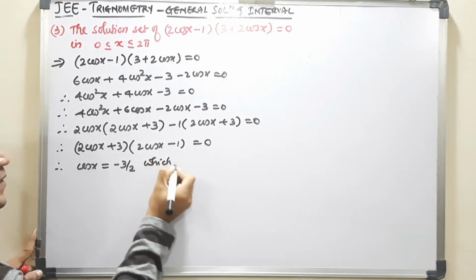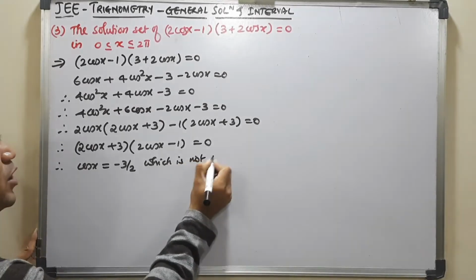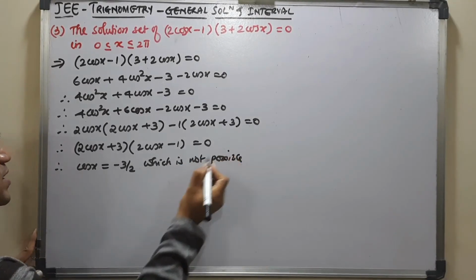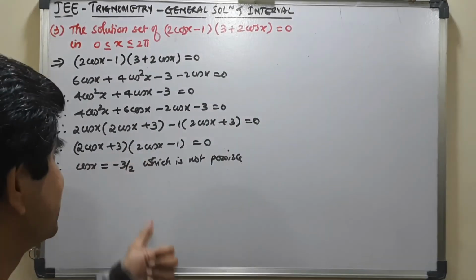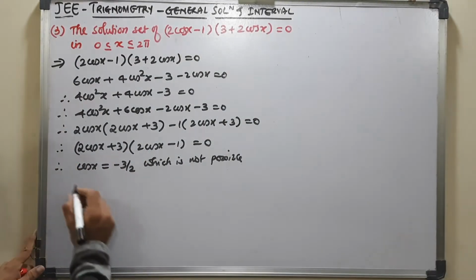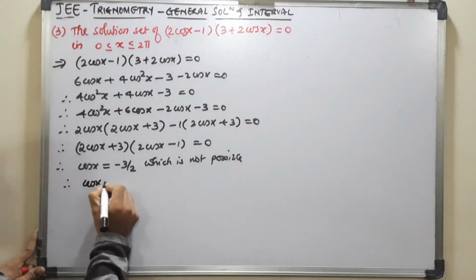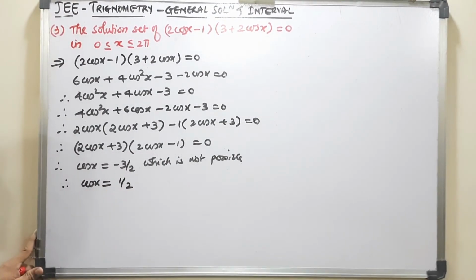because cos x lies between minus 1 and 1. So you cannot take the value as minus 1.5. So obviously your cos x is equal to 1 by 2.